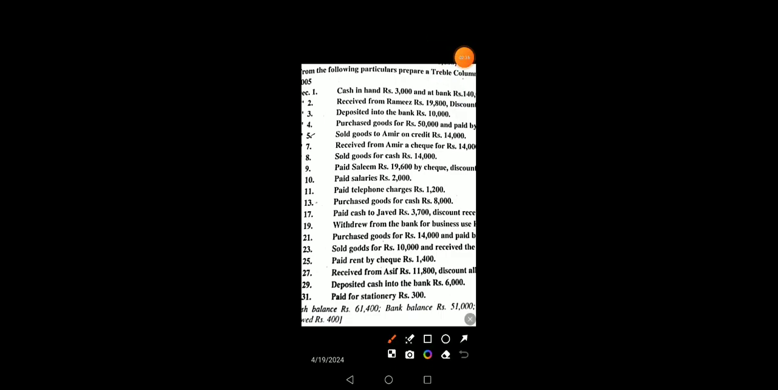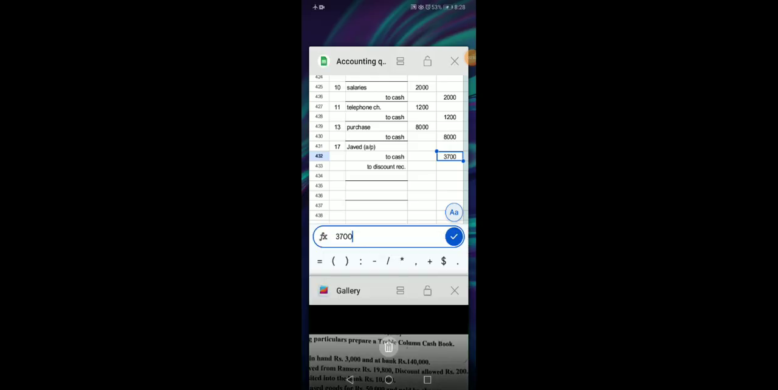How much cash has been paid? It is 3700, so you will write 3700 in front of cash. All right, and the next amount is discount received, which is 300. So put 300 in front of discount.